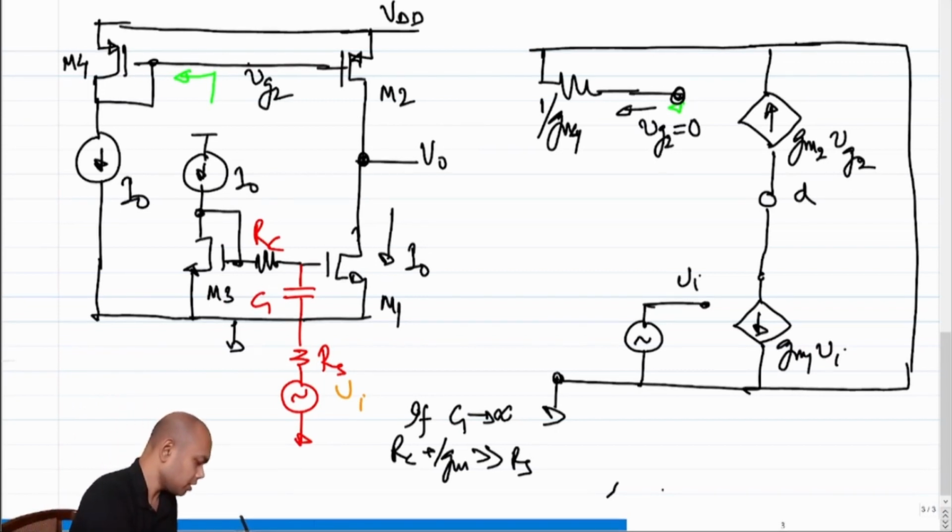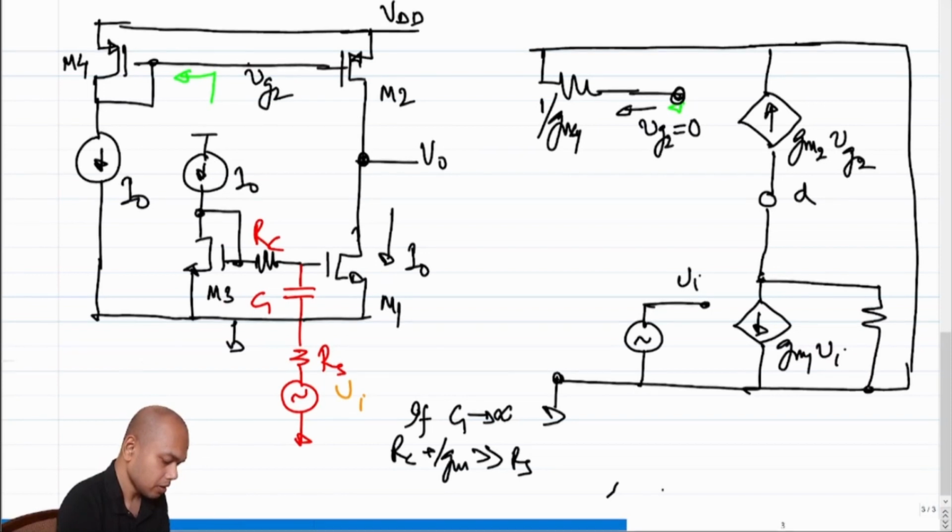Fine. So what is left? We have neglected the GDS, right? Let's put the GDS of M1 back here. So this is GDS1. What about this guy?